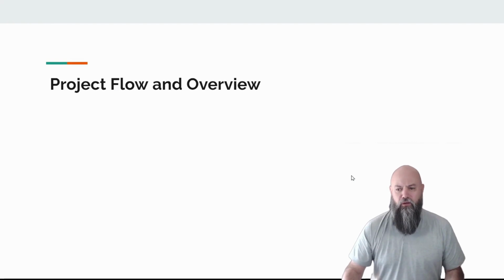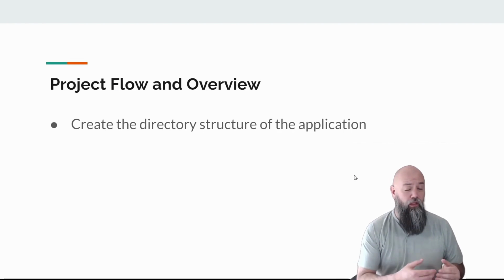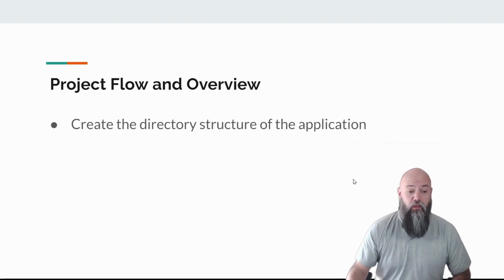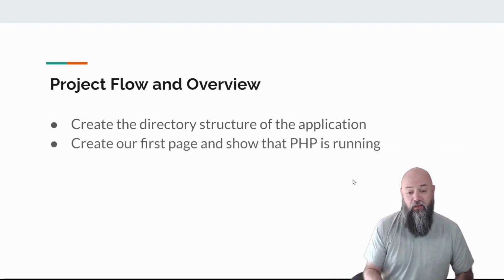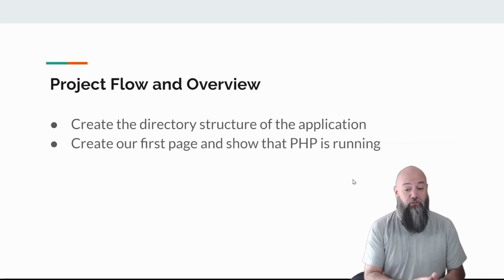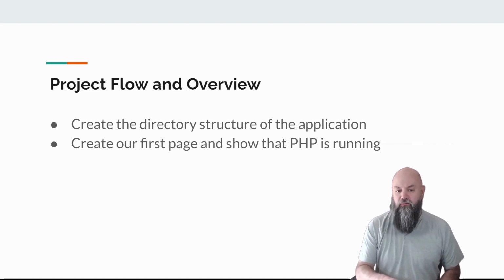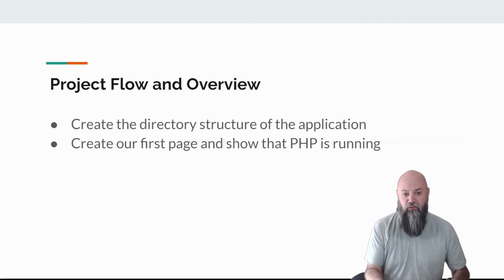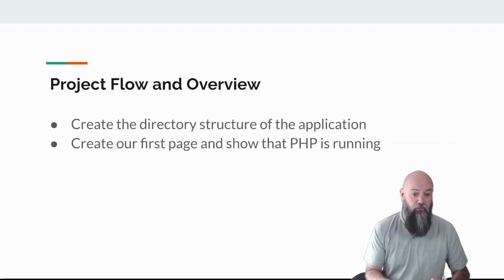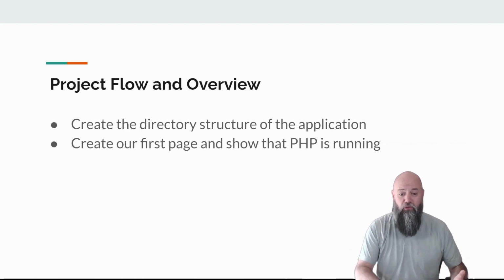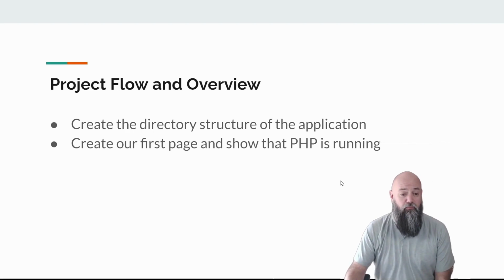So the project flow, and how are we going to be building this? Well, the first thing is we'll open up a command shell and create the directory structure. Then we will create a PHP page that will show you that PHP is running and show you that you have the right extensions installed on your machine. This is an important step here. We'll actually be using the built-in PHP web server, so we won't have to run anything like Apache or Nginx. It's all local, and I'll show you how to get that up and running.